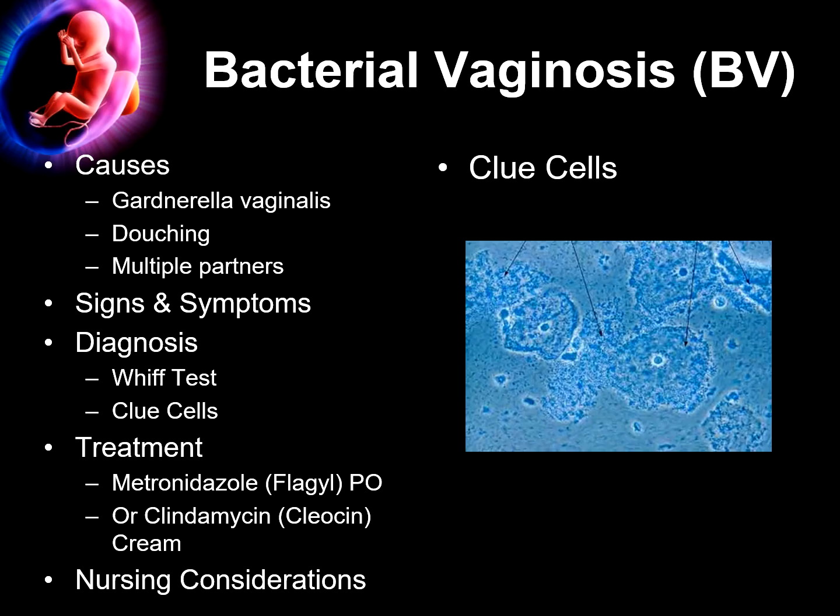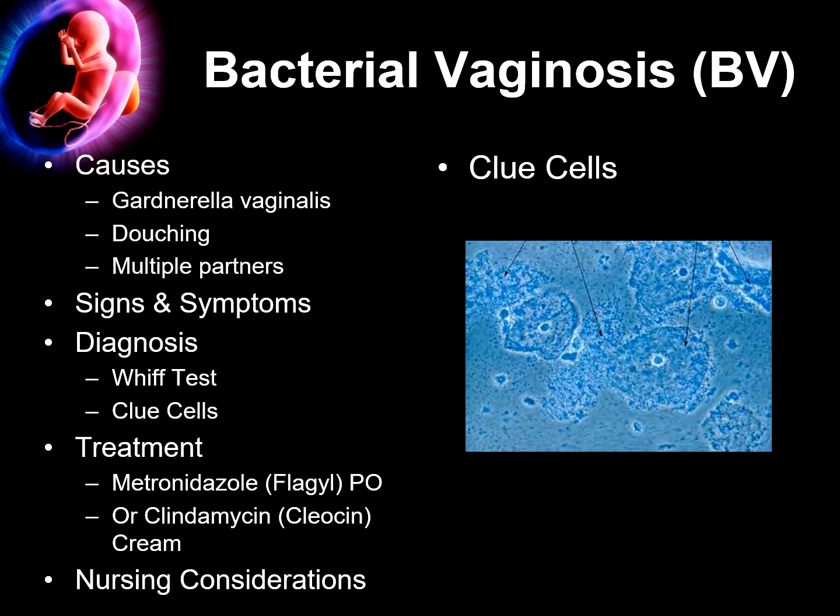So the signs and symptoms are a thin grayish white discharge, also a fishy odor, and on a saline wet mount, the identification of clue cells, and these are clue cells on the screen here, and that's what they look like, and that's what we're looking for on the slide when we look at this under a microscope.